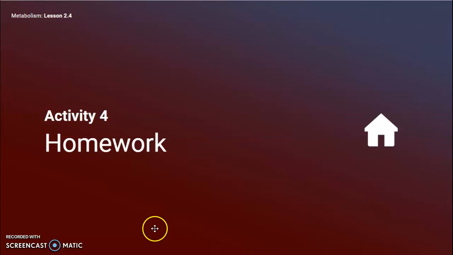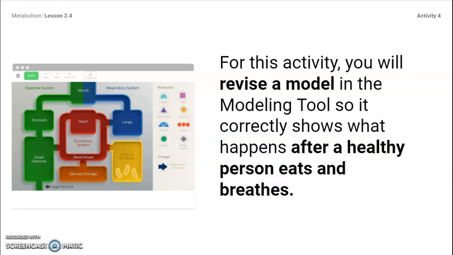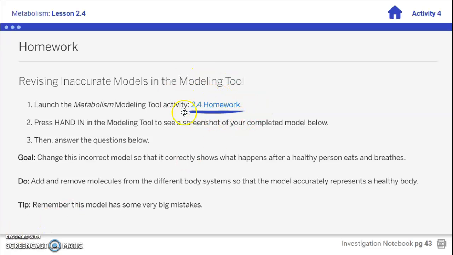Okay, I'm going to go on to the should-do. This is one of the should-dos for today, the homework activity 4. For this activity, you're going to revise the model in the modeling tool so that it correctly shows what happens after a healthy person eats and breathes. You're going to hop into the Amplify lesson, click on this homework tool, and press the hand in modeling tool to see the screenshot that you completed. Then answer the questions below. Your goal is to change this incorrect model so that it shows what happens after a healthy person breathes and eats.